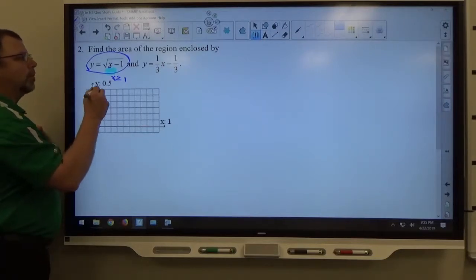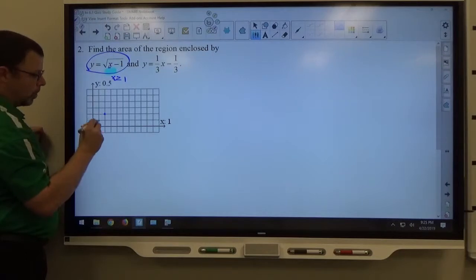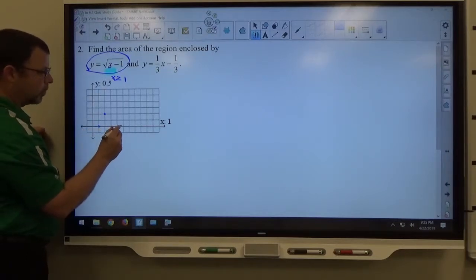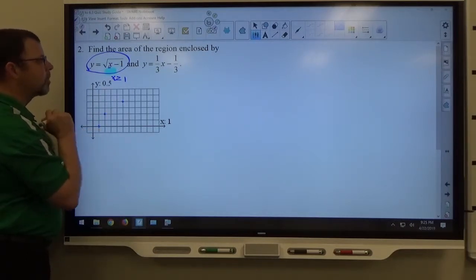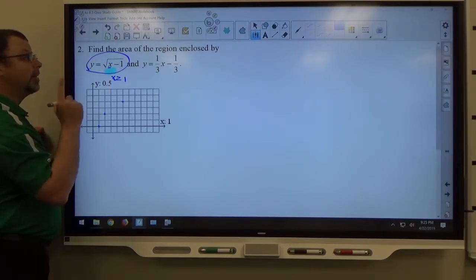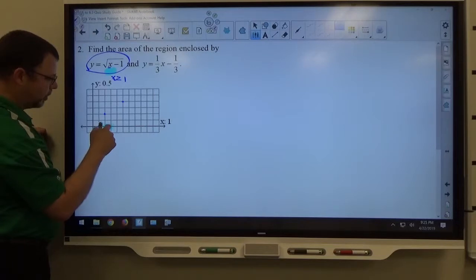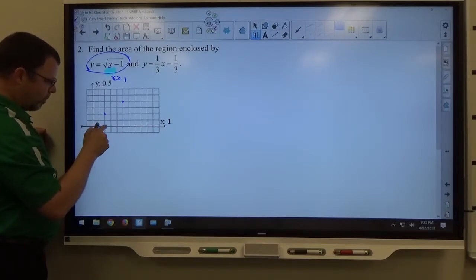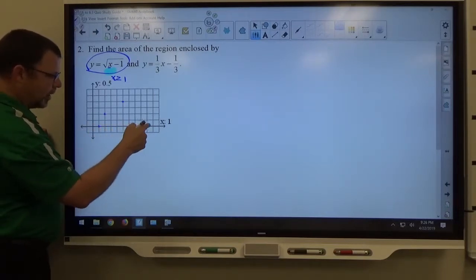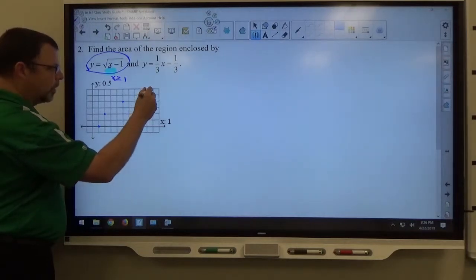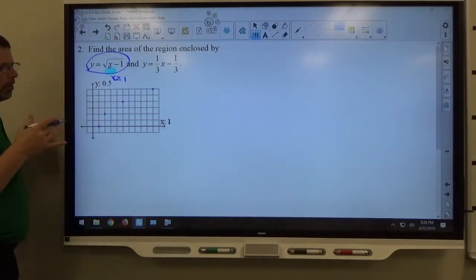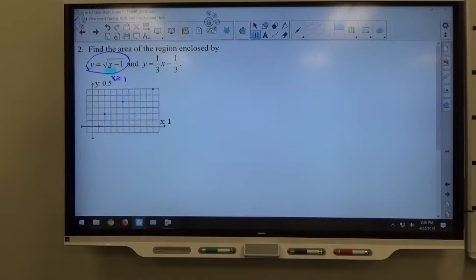If I would pick x equals 5, 5 minus 1 is 4. 1, 2, 3, 4, 5. The square root of 4 is 2, that'd be right here. And if I pick 10, the square root of 9 then would be 3. So 1, 2, 3, 4, 5, 6, 7, 8, 9, 10, 1, 2, 3. That's all the graph paper I have supplied, so chances are that's right where we're supposed to be.